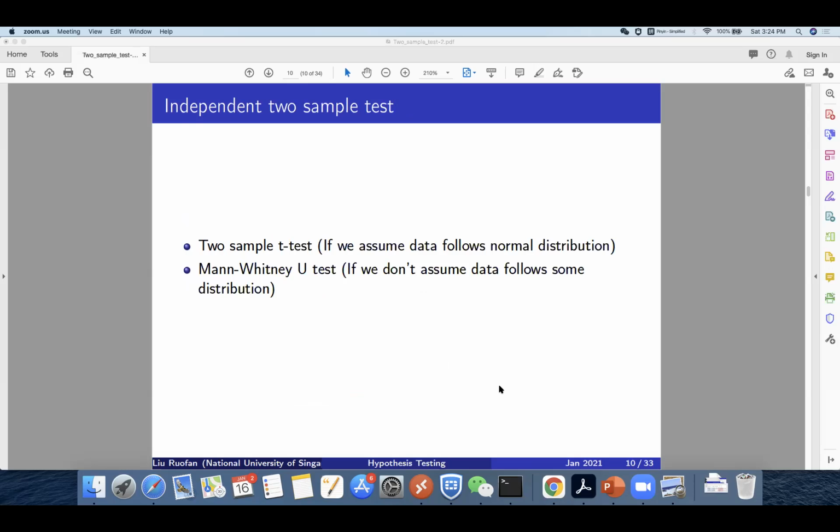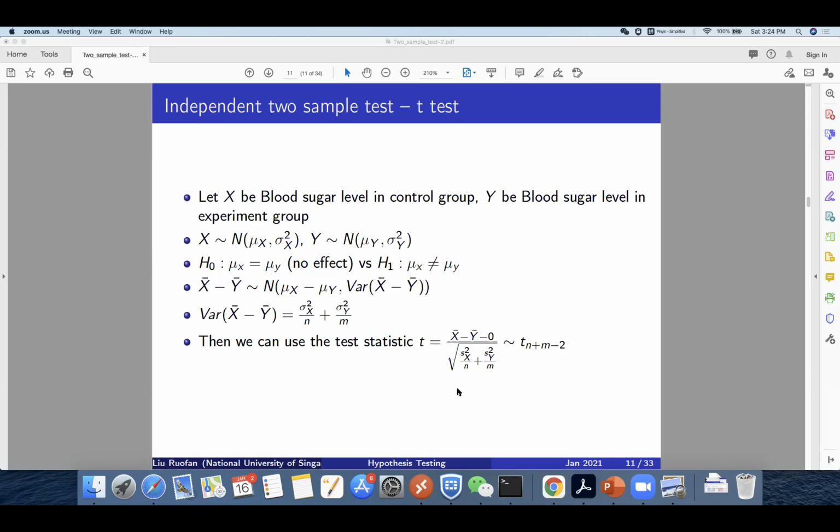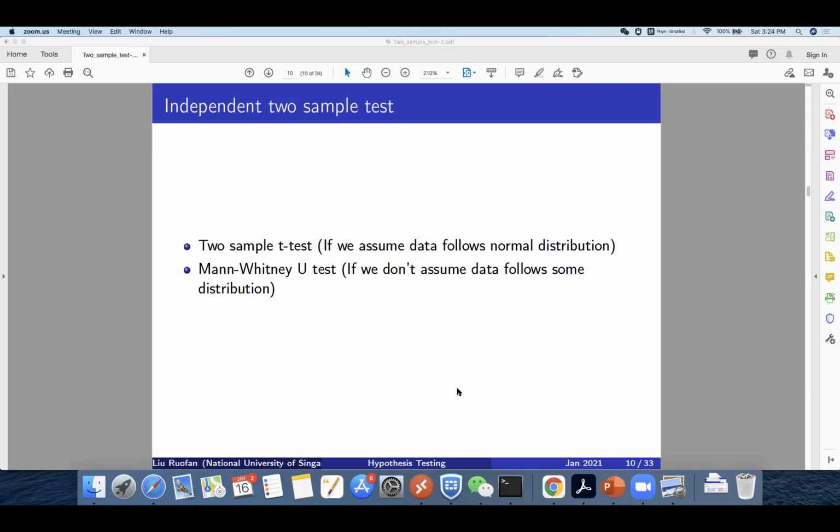First, let's look at the independent two-sample test. If we assume the data follows a normal distribution, then we can use the t-test. Otherwise, if we do not put any assumption, then we can use the Mann-Whitney U-test. So this is a major test that we're going to introduce today, right?